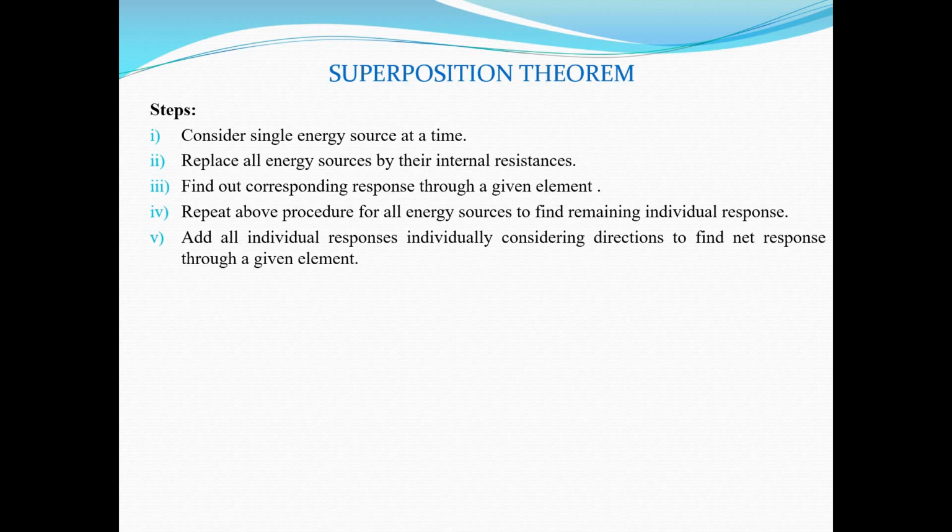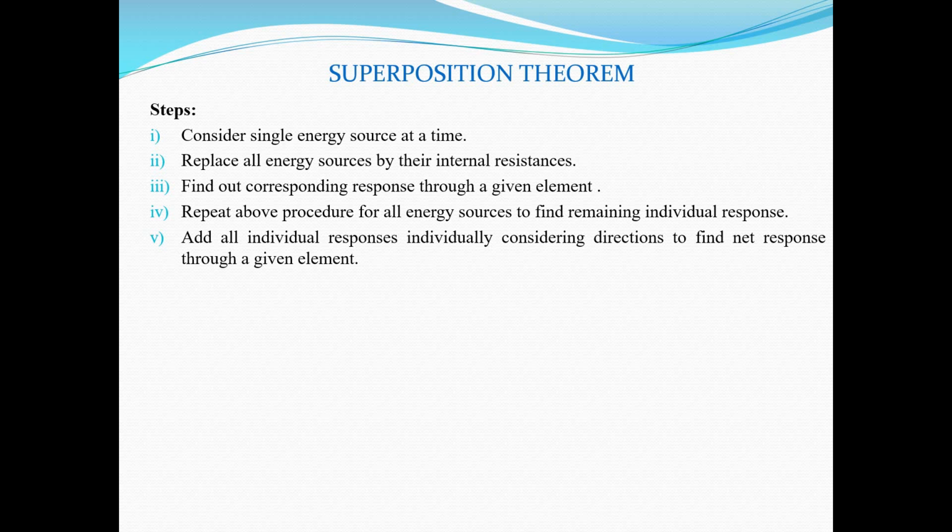Now, what are the steps? Consider a single energy source at a time. Replace all other energy sources by their internal resistance. Find out the corresponding response through a given element, and repeat the above procedure for all energy sources to find the remaining individual responses. Add all individual responses, considering the directions, to find the net response through a given element.